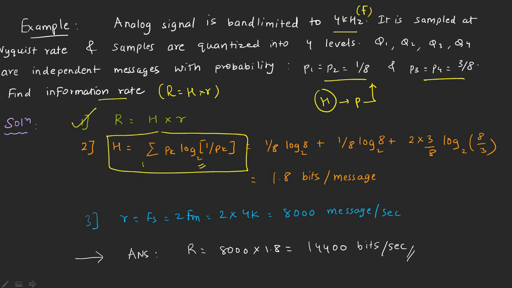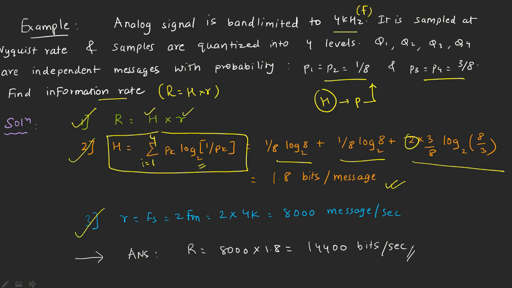Because we have the 4 levels, it would go from i is equal to 1 to 4, correct? And as you can see, the first, second, third and fourth terms are added, so you can see this 2 is multiplied, correct? And that's it. If you solve this, you will get 1.8 bits per message. Let's move forward. Now you have the H, now you need r.